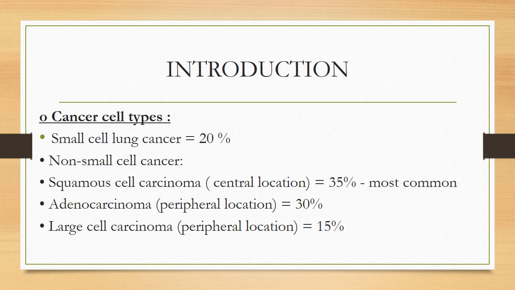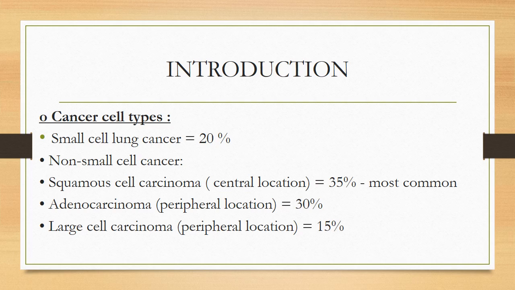The other cell type is non-small cell cancer, which is a slow growing cancer, and it has the following subtypes: squamous cell carcinoma, adenocarcinoma, large cell carcinoma, and carcinoid tumor. So these all are types of non-small cell lung cancer. Squamous cell carcinoma and adenocarcinoma combined form the majority of tumors, and squamous cell carcinoma is strongly associated with smoking and it produces keratin and it is the most common cancer.